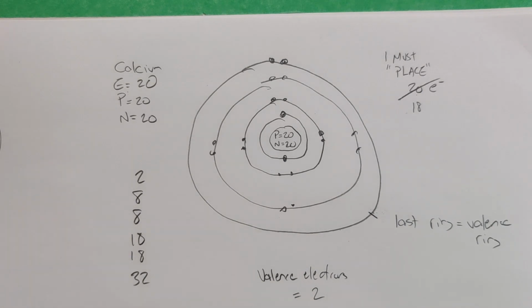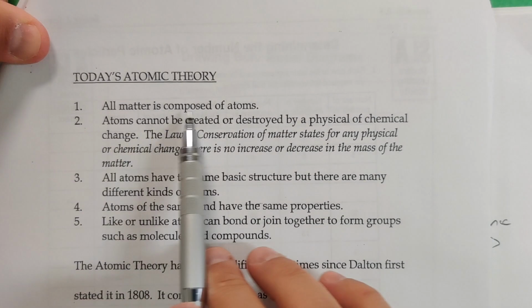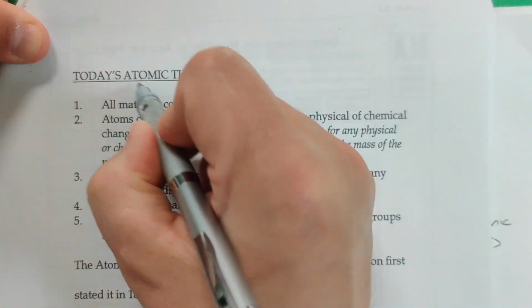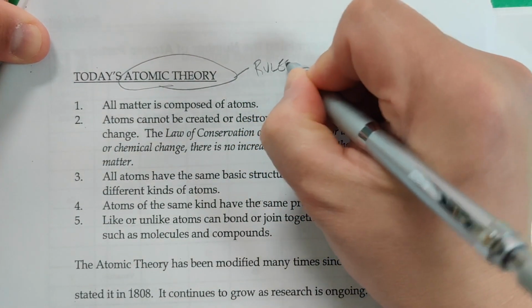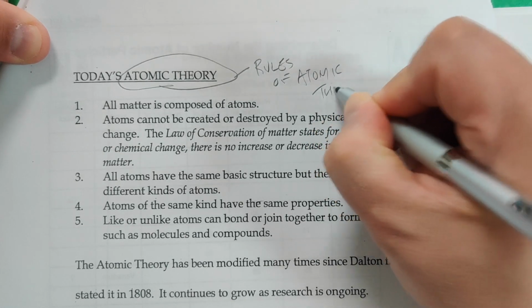All right. Now, a little bit more in your handout. All matter is composed of atoms. Atoms cannot be created or destroyed. This is important. This is called atomic theory. This will be the rules of atomic theory.